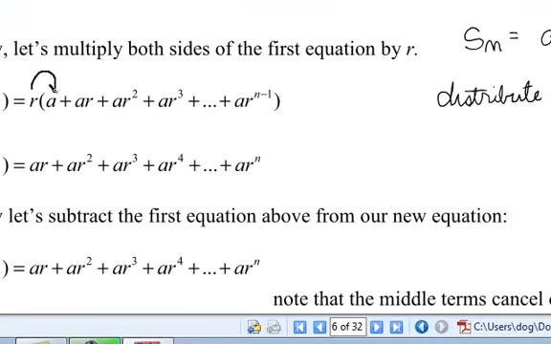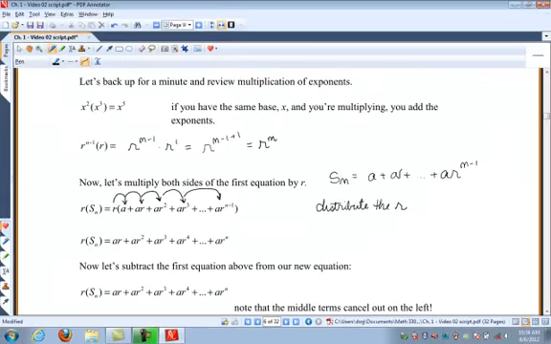That's going to be R times A, R times AR, AR squared, R times everybody. Now notice here it's R times AR to the n minus 1, and it's no surprise that it's AR to the n. R times A gives me AR. R times AR gives me AR squared, all the way up to AR to the n.